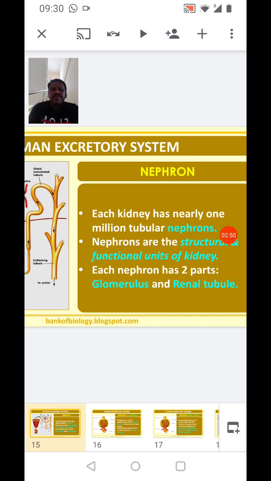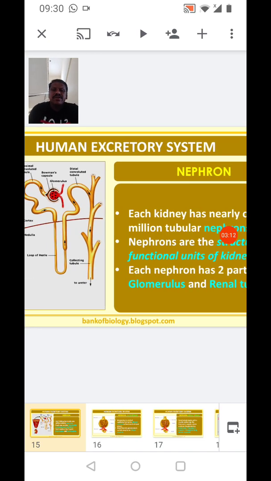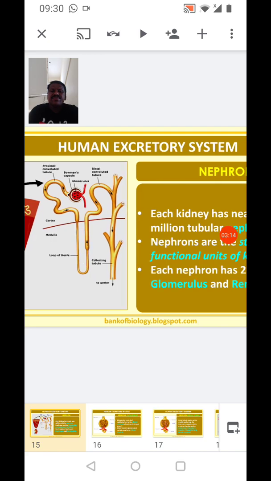So here you should remember, nephrons are the structural and functional units of the kidney, because both kidneys are made up of nephrons only. Nephrons only make the urine, prepare the urine. So that's why they are the structural and functional units of the kidney. Okay. So here we should study the structure of the nephron, which is important for 8 marks, right?